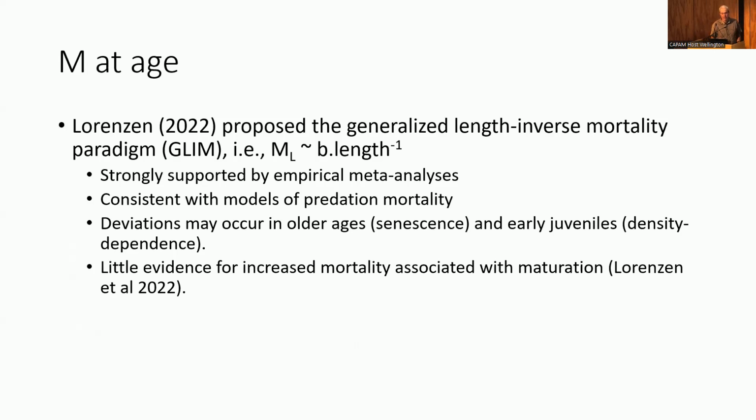Deviations have been found for fish species at older ages and in early juveniles, but there's little evidence for increased mortality associated with maturation. So in terms of natural mortality at age, the most reasonable hypothesis is to assume that tunas follow the same declining curve of natural mortality at age as we see in other species.